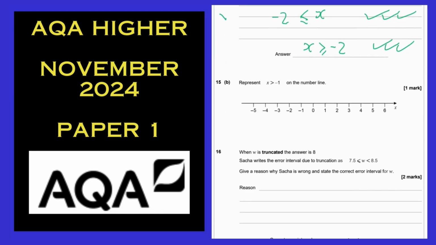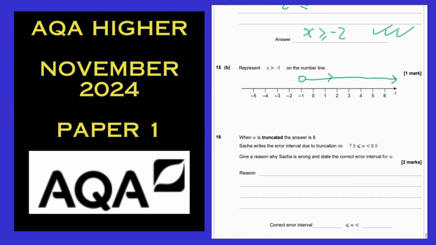15b, represent x is greater than -1. Firstly, you must have a circle above, on, or below -1, and you must have greater than. I would prefer it personally if you take your arrow right to the end. The mark scheme's not that fussed as long as your intention is clear, so an arrow there is fine.